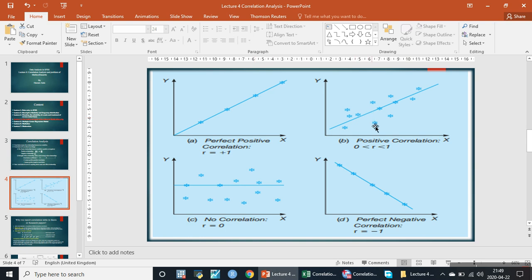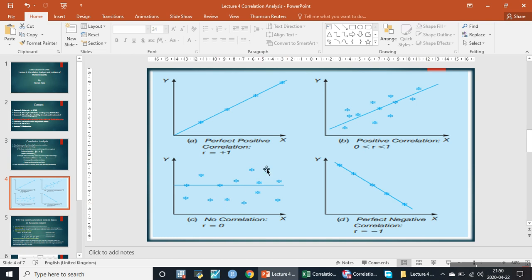In this graph, the points are in upward direction, which means that there is a positive relationship, but all the points do not lie on the straight line. Some points are above the line and some points are below the line, so it indicates that there is a positive relationship, but the relationship is not perfect. It is a partial positive relationship. Partial positive means that it is less than 1 and greater than 0.